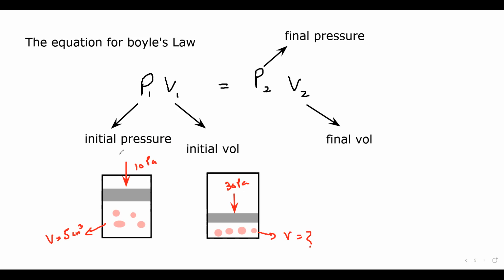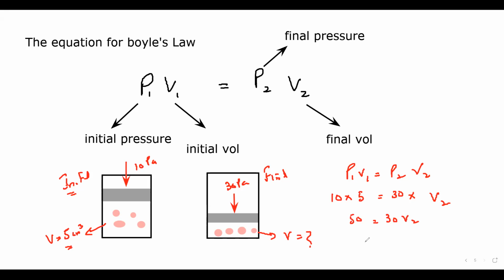So how to solve this question? It is simple, P1 V1 equals P2 V2. What is the first pressure, the initial? At the beginning, the pressure was 10 Pascal. What about the initial volume? That is 5. The final pressure, the new pressure, is 30. What about the final volume? We don't know, so it's V2. So 10 multiplied by 5 is 50, equals 30 V2, or 50 divided by 30 equals V2.